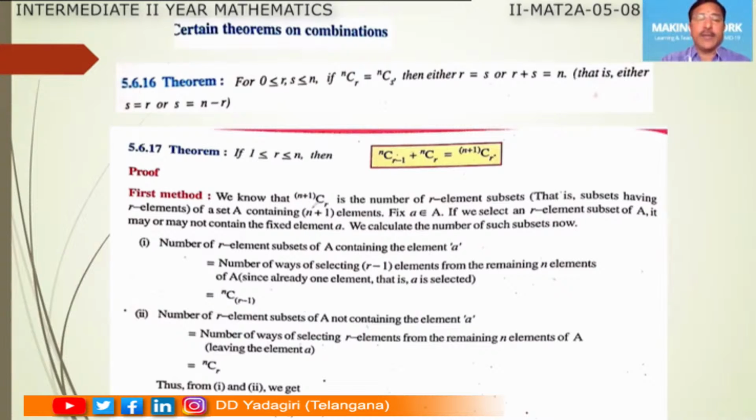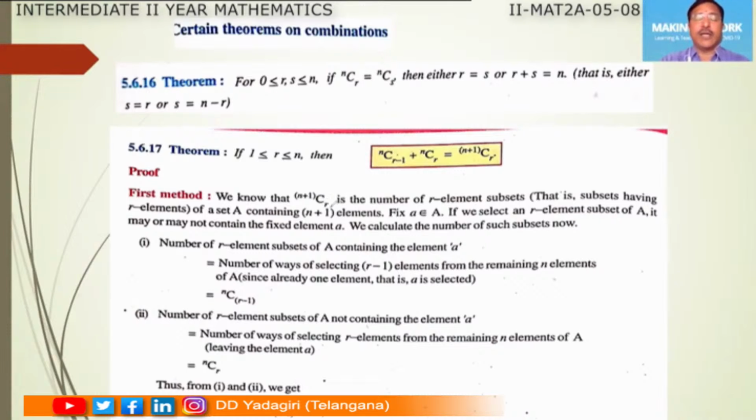We know that (n plus 1)Cr is the number of r element subsets, that is subsets having r elements, of a set A containing n plus 1 elements. Now (n plus 1)Cr means what? The number of r element subsets.